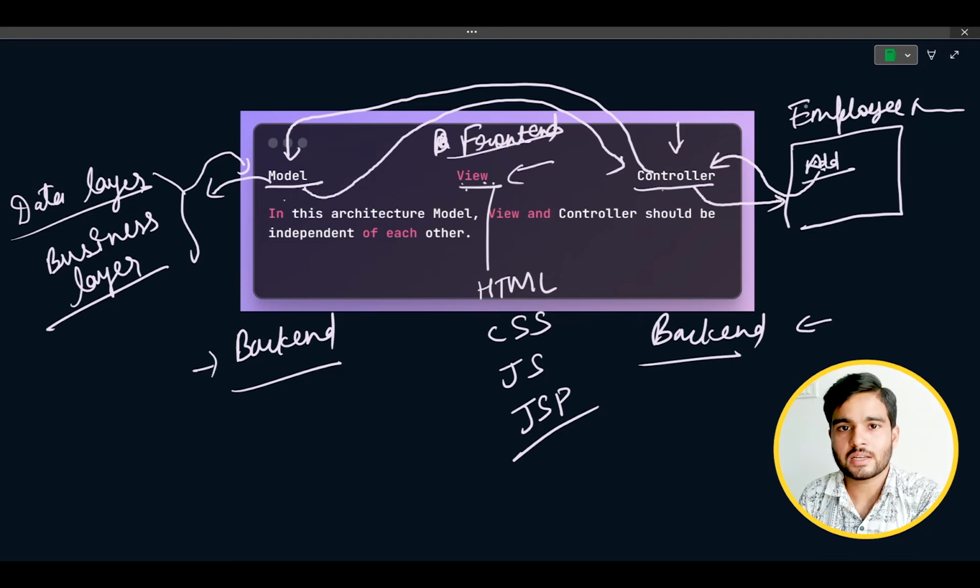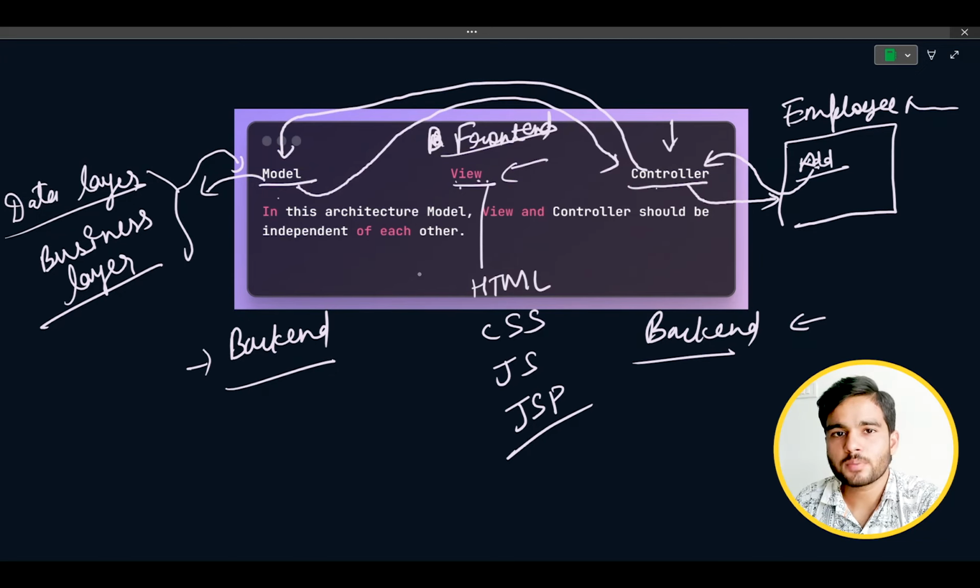These are the classes which are responsible for accepting the request, and after accepting the request, it will forward it according to the request that comes from the user. So that's the meaning of this, and the only part which is front end is the view. Now let me tell you the biggest reason why MVC architecture is used.